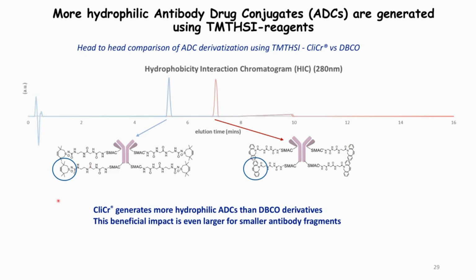Now, that's happening with our TMTH-SI linker, and you can clearly see from this hydrophobic interaction chromatography, where we have derivatized an antibody, that an antibody containing these types of click handles is far more hydrophilic than one modified with DBCO, which is much more hydrophobic. Now, this information is very important for the preparation of antibody drug conjugates. And I'm sure in the future we will see many examples of that.